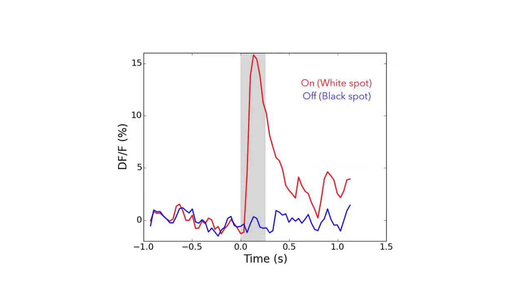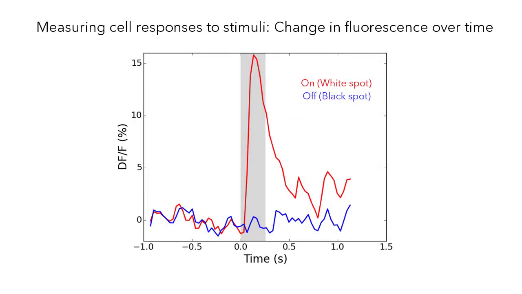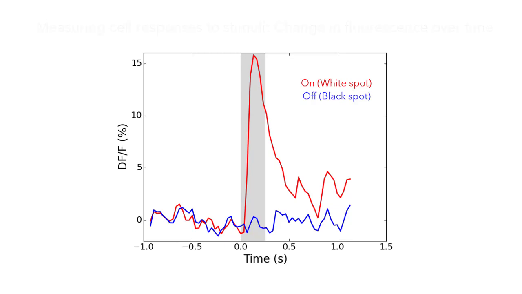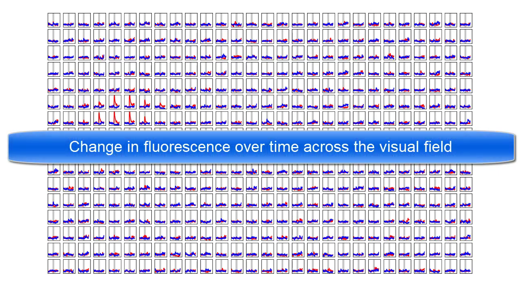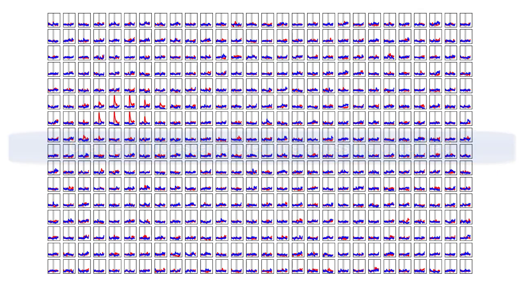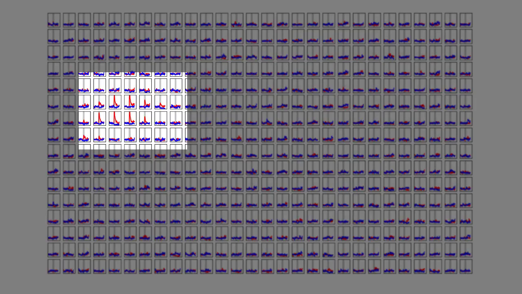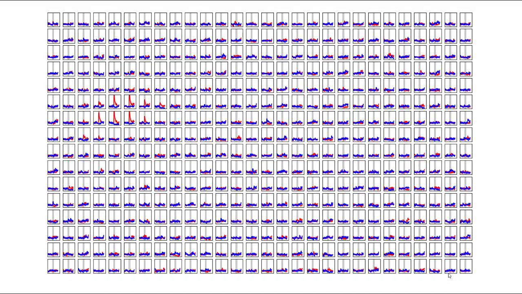Now we can look at the response of a cell to spots that are flashed in a given location. What we've plotted here is the mean change in fluorescence for a given cell when there is a white spot presented, or the on stimulus, plotted in red, or when there is a black spot, or the off stimulus, plotted in blue. We see that for this location there's a very strong on response, but no response for the off stimulus. We can map this for each location in space and create a map of the cell's response, where we see that there's a small region in space with a very strong on response, which we call the on subunit.